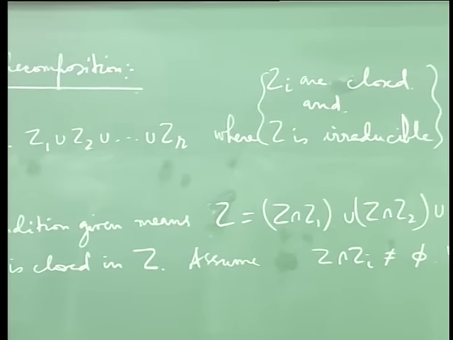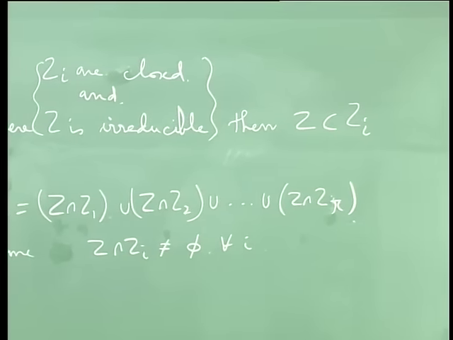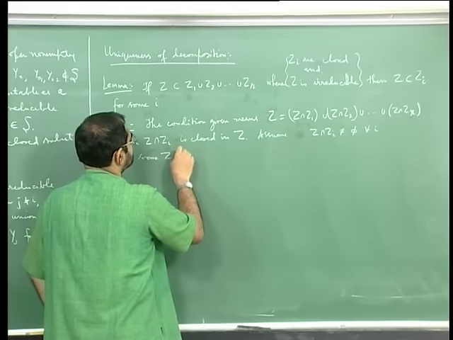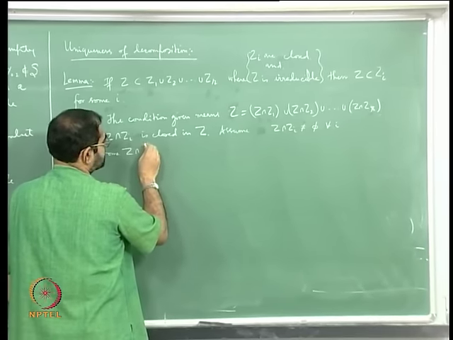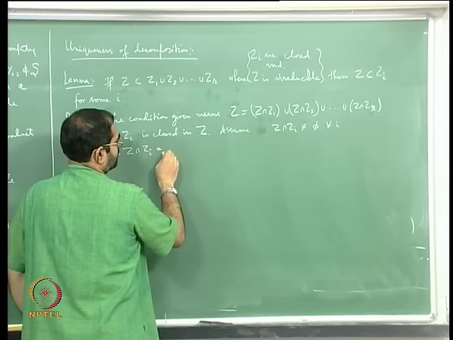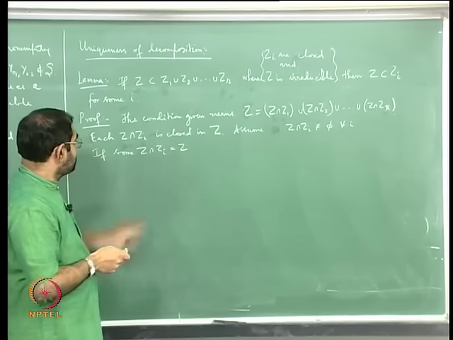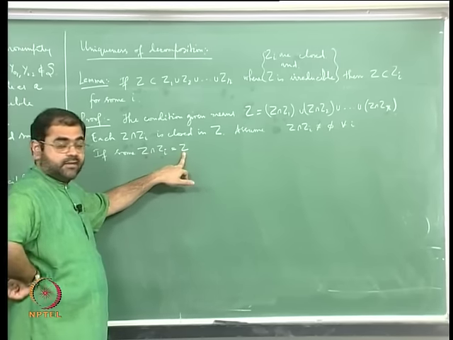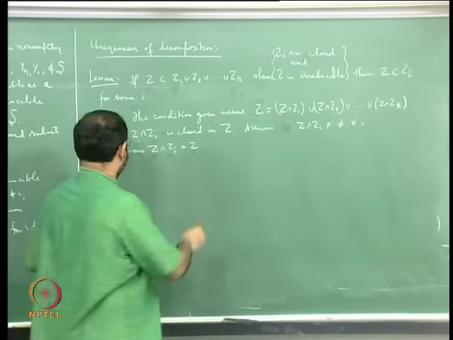Then the other thing that you must understand is, if some Z intersection Zi is equal to Z, then we are done, because if some Z intersection Zi is Z, then you are just saying that Z is contained in Zi. All right, so we are done.